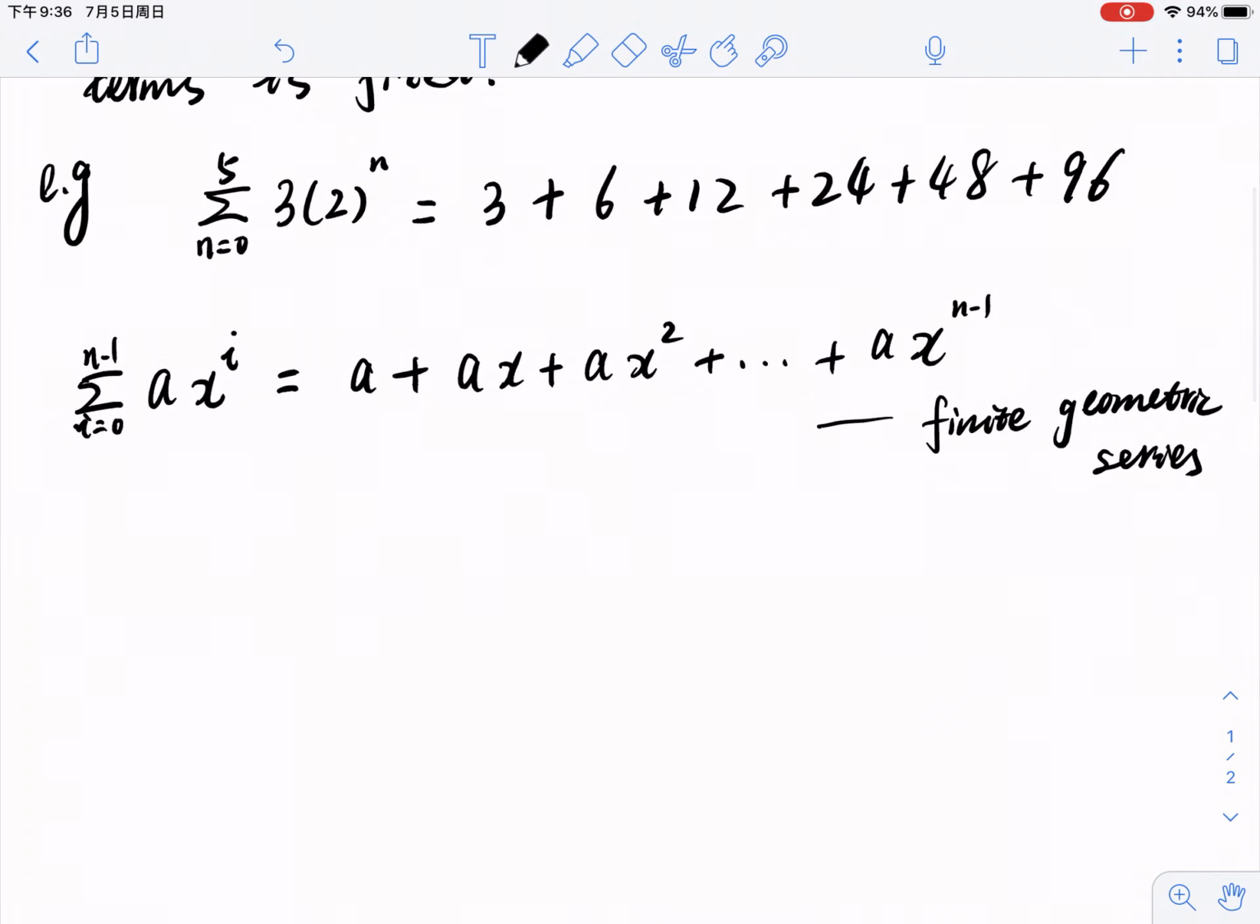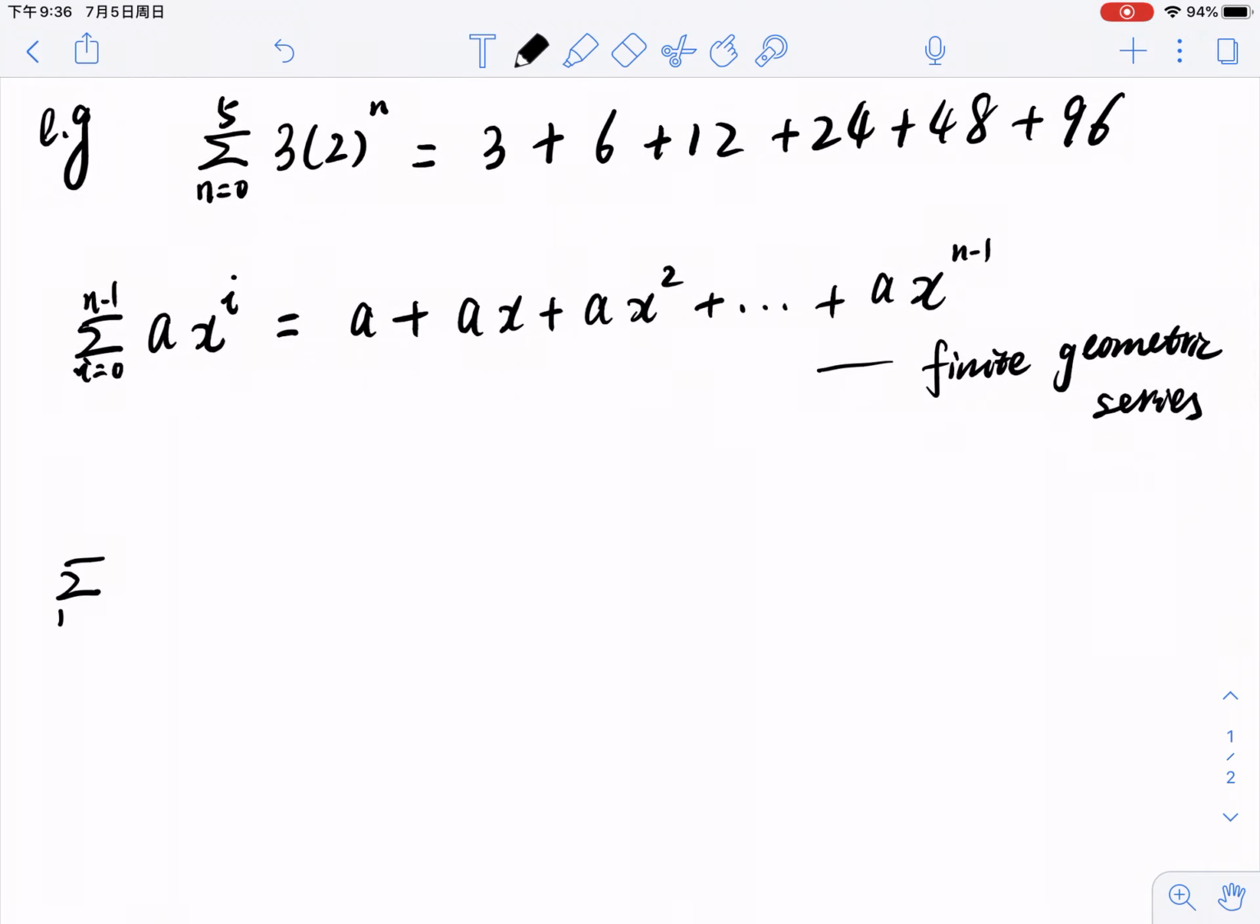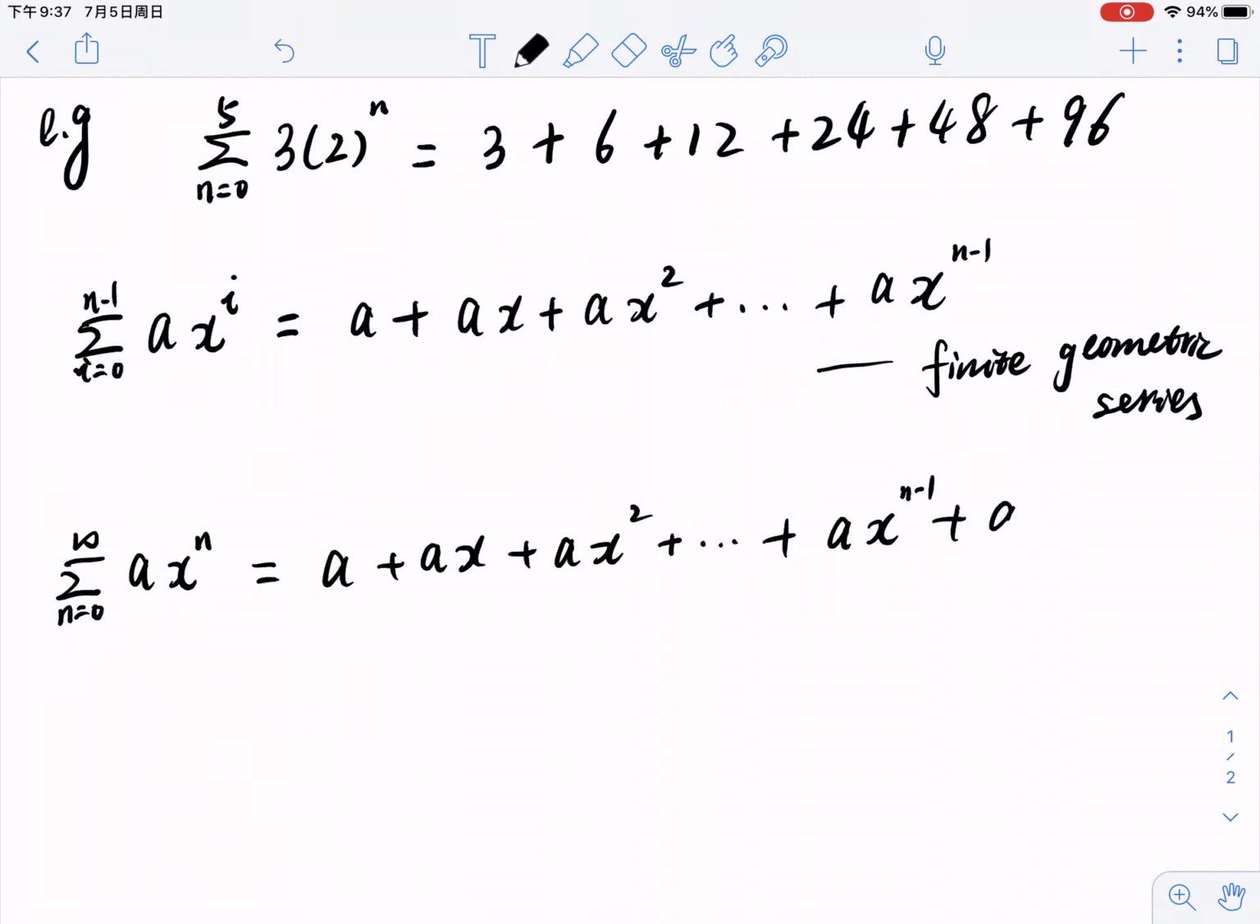While an infinite series has the form sigma n from 0 to infinity of ax to the n. This is a plus ax plus ax squared, up to ax to n minus 1 plus ax to n, and so on. This is an infinite geometric series.